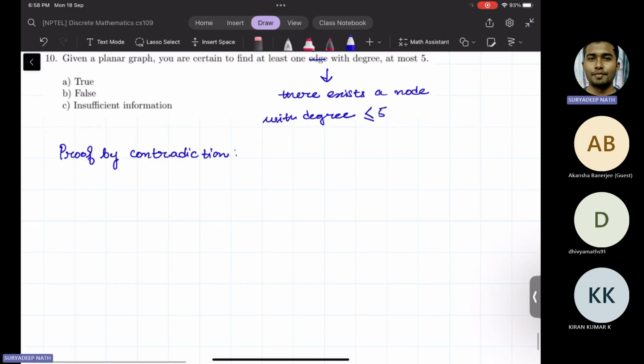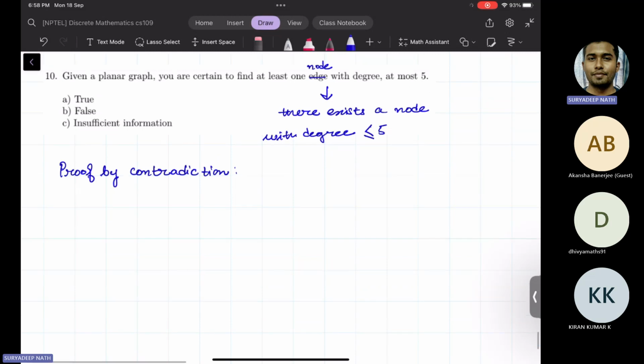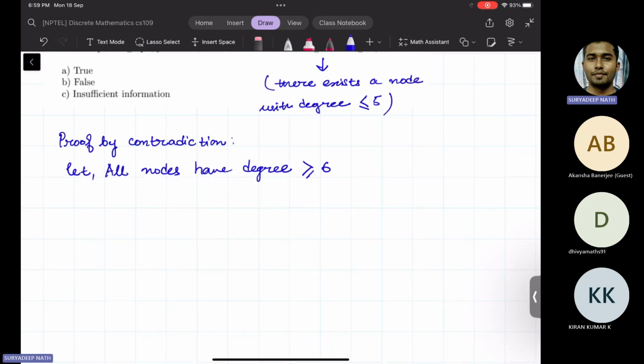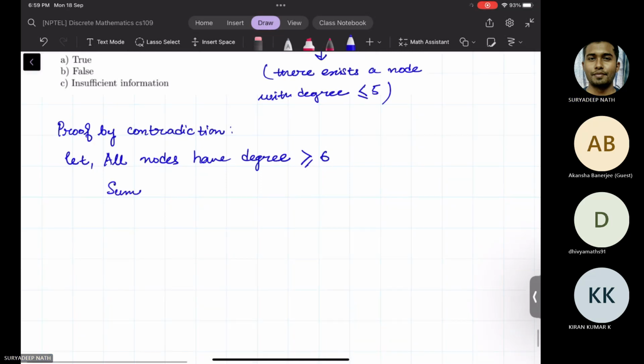Okay. So we assume that this statement is false, which means that the negation of this statement means that all nodes have degree greater than or equal to 6. So you have n nodes, so the sum of degrees would be at least 6n.